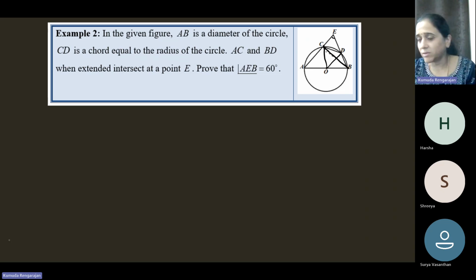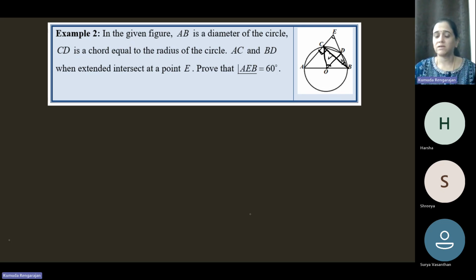You can say angle in a semicircle is a right angle. So this is 90 degrees. This is one part. Then you'll have to write out that this triangle is an equilateral triangle, and hence this angle is 60 degrees. Then you have to use a theorem which says that angle CBD is half of angle COD. So this is 30 degrees.